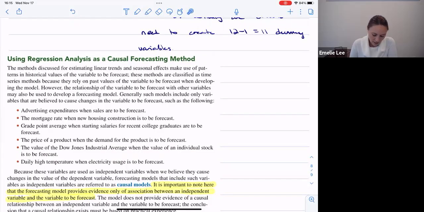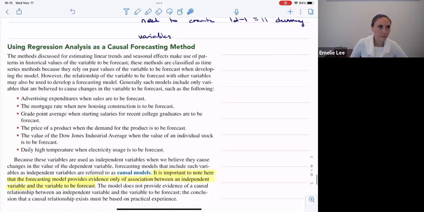What we can do is incorporate things like non-time variables, right? Advertising expenditures, when sales are going to be forecast, but maybe there's a time component, right? And so we would incorporate those variables as well, not necessarily just time. Okay.